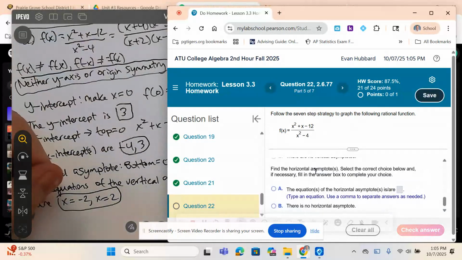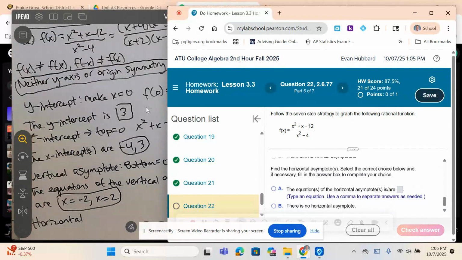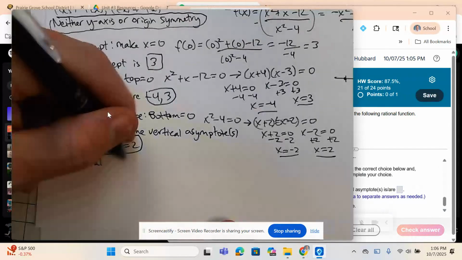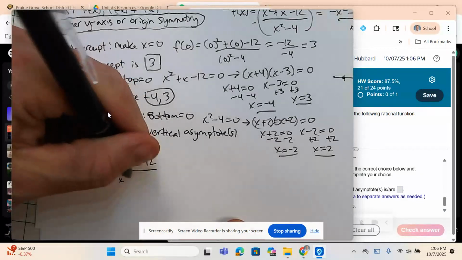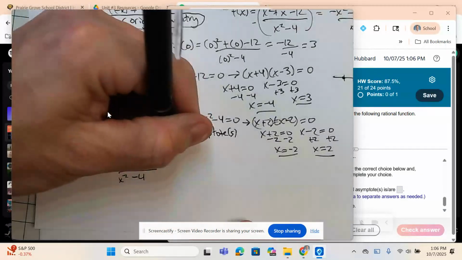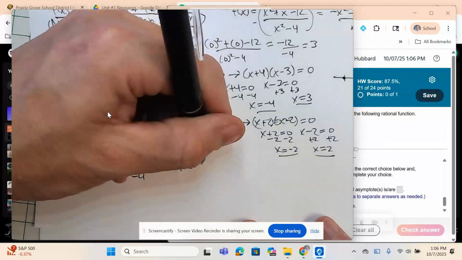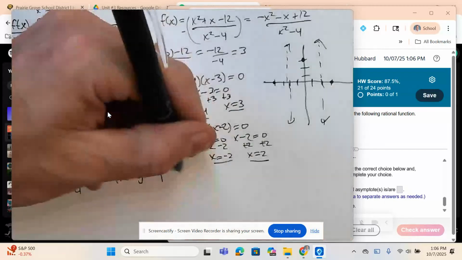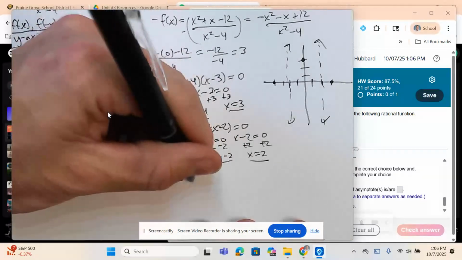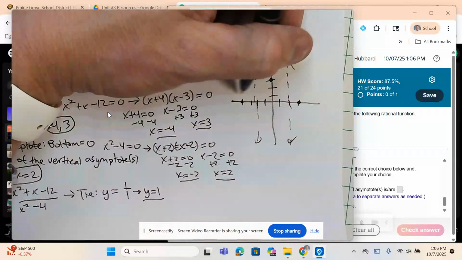Horizontal, which one has a higher power, top or bottom? This one is a tie. So I'll write it down. It's a tie, so you do y equals the leading coefficient in the top divided by the leading coefficient in the bottom. So it'd be y equals 1. So it's going to be there.